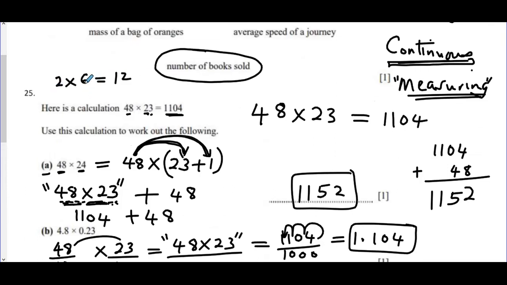What if I try manipulating this? What if I do 12 divided by 6? What do you guess the answer will be? 2 times 6 equals 12. What if I do 12 divided by 6? That will be this answer here.